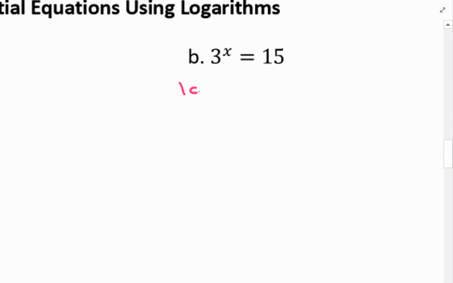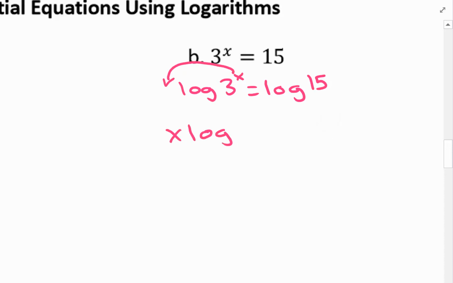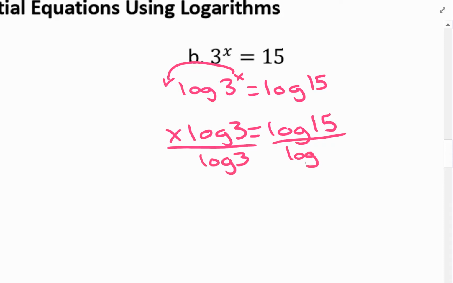Step 1, take the log of both sides. Step 2, power property jumps the x out front. X times log of 3 equals log of 15. Step 3, divide that log 3 out of there. So we have x is approximately, and now we put it in the calculator.